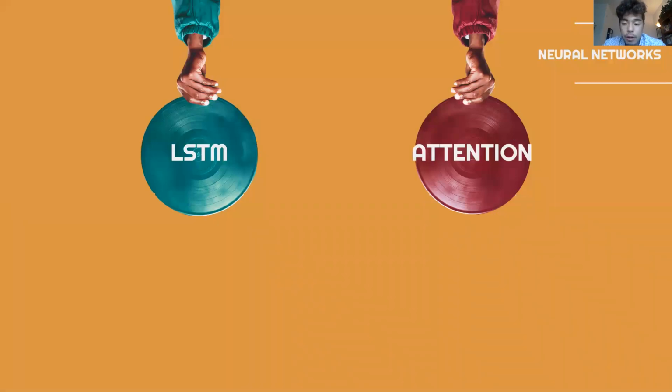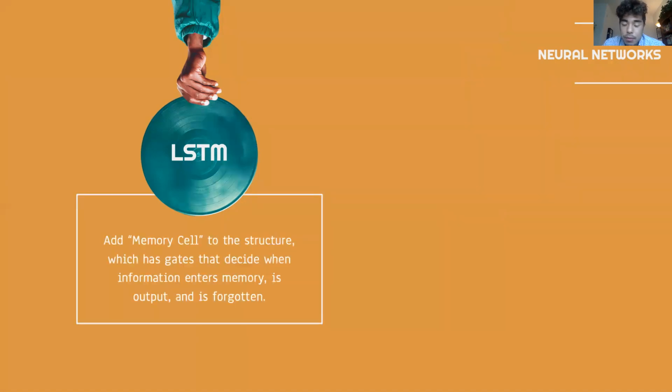Before I talk about my network architecture, I'll go through a quick and very high-level background on what LSTM and self-attention are, since both were used in my project. LSTM stands for long short-term memory and is a neural network developed to allow prior inputs to propagate further into the network, allowing for the concept of longer-term memory. This is accomplished by adding a specific memory cell to the structure, which has gates that decide when information enters memory, is output, and is forgotten.